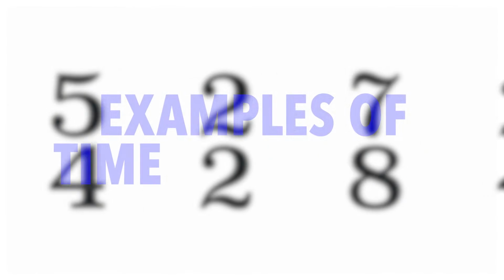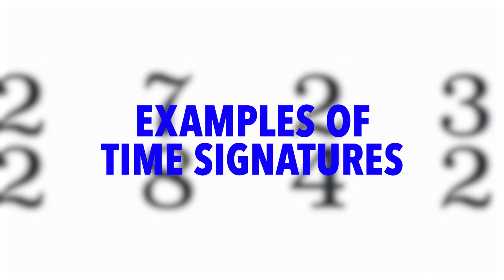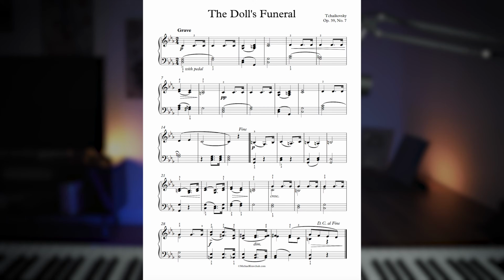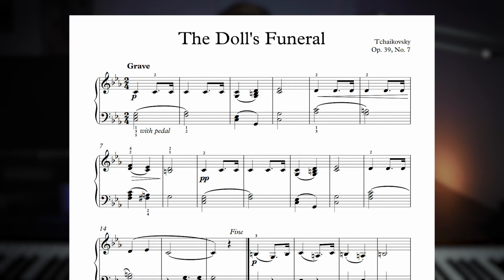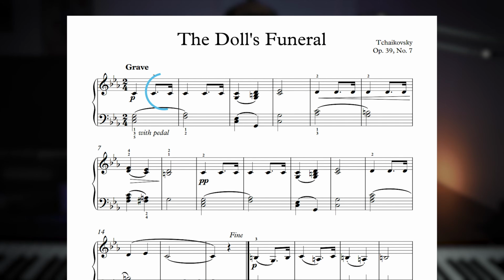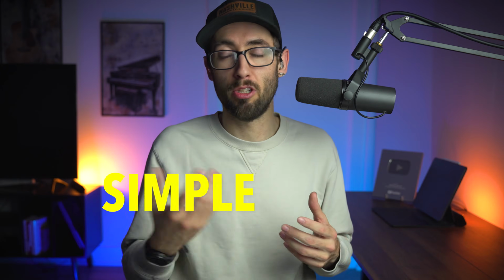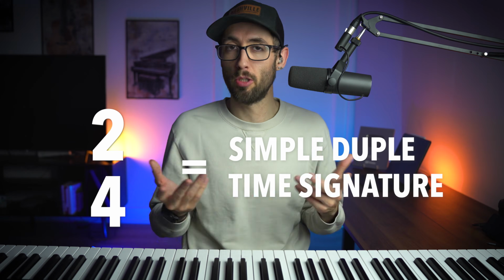So here are some examples of time signatures and how you might feel those time signatures. So firstly, this piece of music is written in 2/4, which means there are 2 quarter notes per bar. And in this piece of music, we can see the 8th notes are grouped into 2s, and each bar can fit 2 of these groups, which means that this is a simple duple time signature. So the time signature of 2/4 is a simple duple time signature.